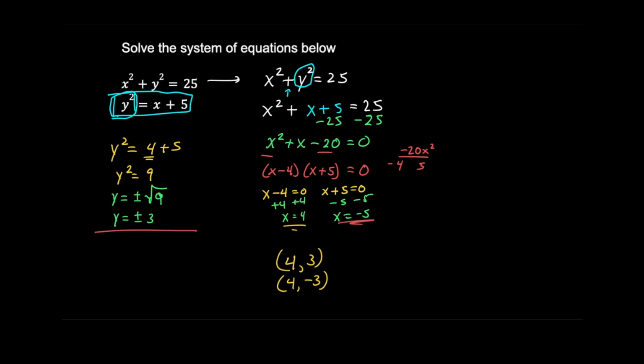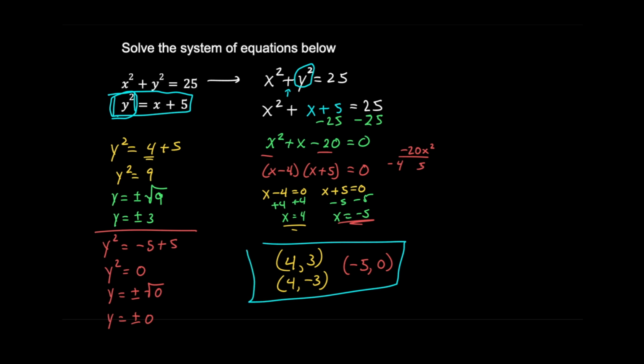Our second x value is negative 5, so I'm going to go back and plug in negative 5. So y squared is equal to negative 5 plus 5, replacing our x with our negative 5. Negative 5 plus 5 is 0, so we have y squared equals 0. And if y squared equals 0, then y equals plus or minus the square root of 0, which is 0. So y is equal to plus or minus 0, but really plus and minus 0 is still just 0. So our only answer from that second x value is negative 5 comma 0. So in this particular case, we have a total of 3 different ordered pairs.